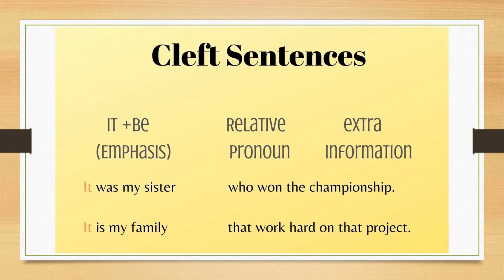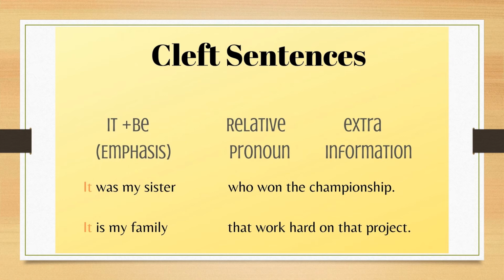The other form of cleft sentences is the one that starts with it. In this case, it is going to be followed by verb be, and it is going to have the emphasis of the sentence. The relative pronoun is the one that is going to join the two clauses, right? The first clause and the extra information that we are sharing.